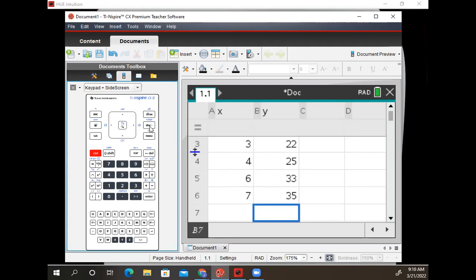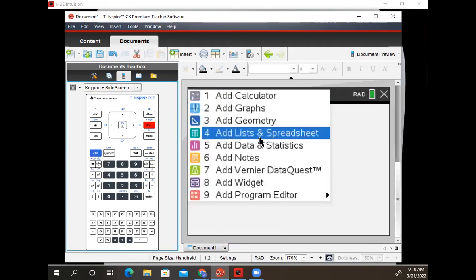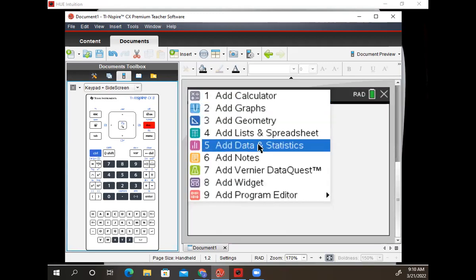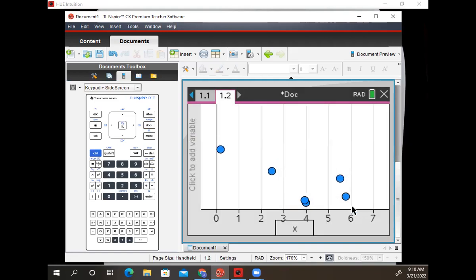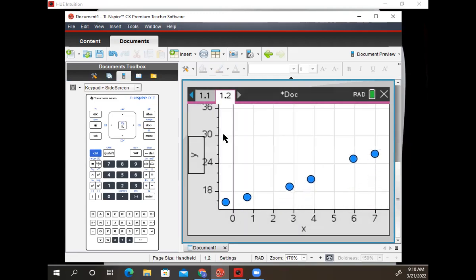Now that I've got my data entered in my table, I'm going to hit the blue control button and then the dot key so that I can add a data and statistics page. Again, I like to do this on a separate page so there's a little more space for that function. And then remember, you need to assign your variables. So down here it says click to assign. That's the x-axis. I'm going to assign x down there, and I'll assign y where I would expect the y-axis to go. And I've got a scatter plot here of my information.